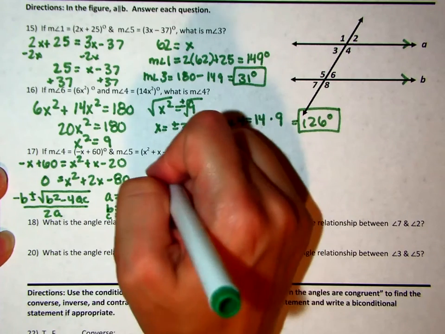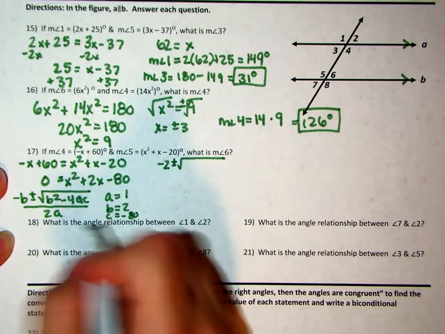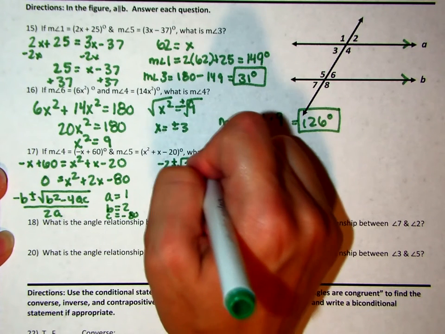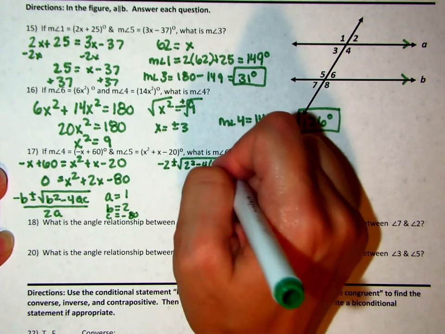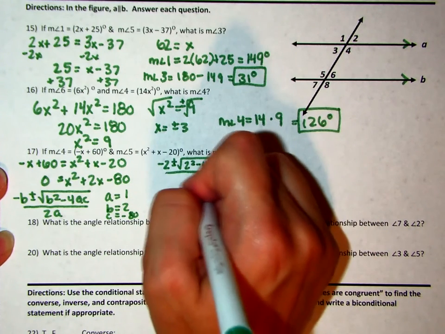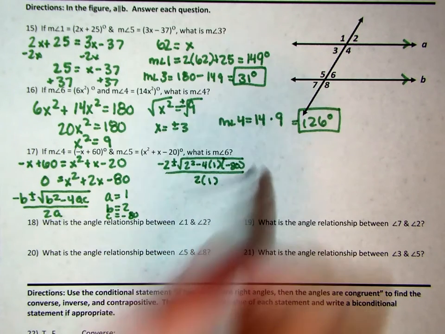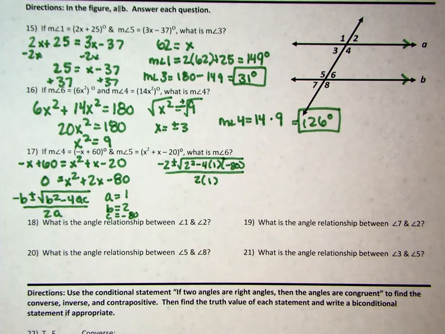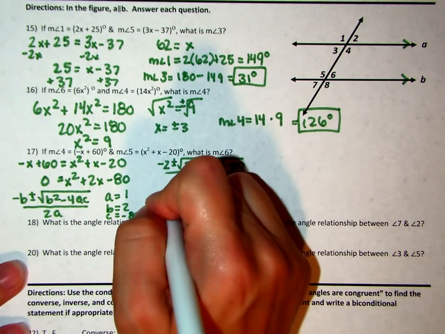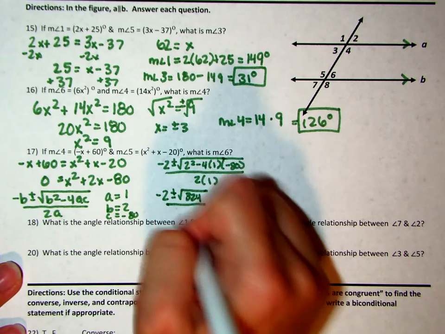Let's plug it in. So I have negative 2, so negative b, plus or minus the square root of, we're going to put in here 2 squared minus 4 times that 1 times the negative 80, all of that over 2 times that a. Now what I can do is take this entire discriminant and put it in my calculator. I'm going to do 2 squared minus 4 times the 1 times the negative 80. And when I do that, I'm going to get negative 2 plus or minus the square root of 324, all of that over 2 times 1, which is 2.